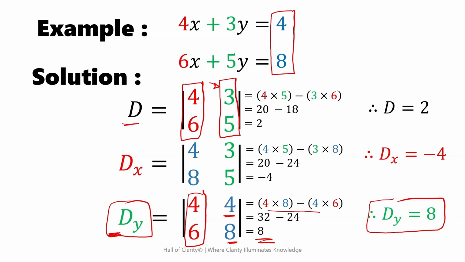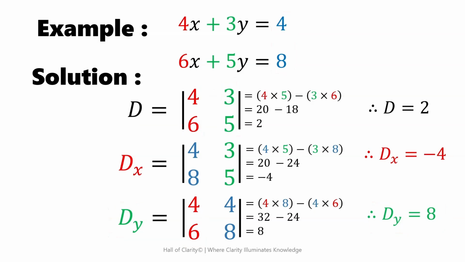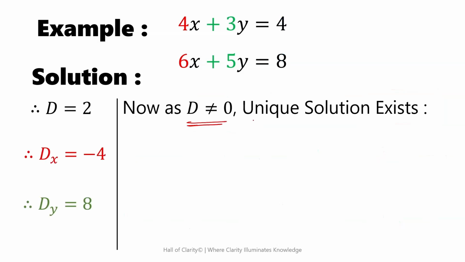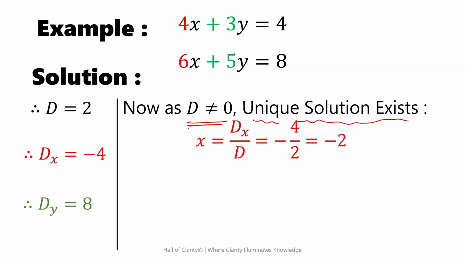Here you can see that the value of determinant D is not equal to 0. Therefore, Cramer's rule is applicable, and the unique solution of these two equations exists. It is found using this formula: x is equal to Dx upon D, where the value of Dx is minus 4 and the value of D is 2. After substituting this, 2 ones are 2 and 2 twos are 4, so we get the value of x as minus 2.